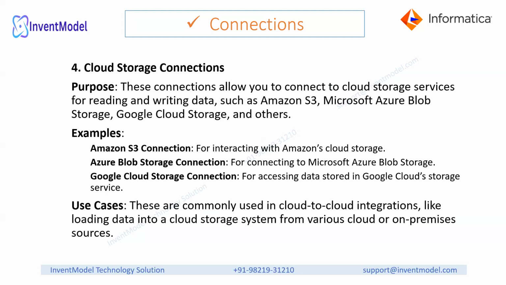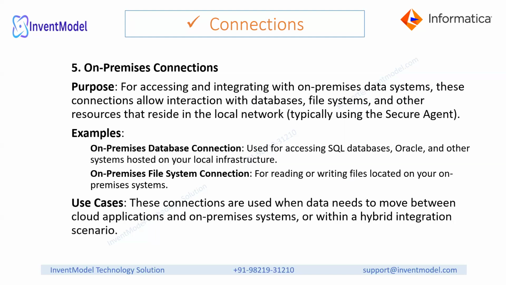Fourth, we have cloud storage connection. This connection allows you to connect to different cloud storage services, like Amazon S3, Microsoft Azure Blob Storage, and Google Cloud Storage. So if we want to load or extract data from these cloud storage services, then we can use this connection type as a cloud storage connection. We can select the storage name, and we can fill in the other details to create the connection for cloud storage connections.